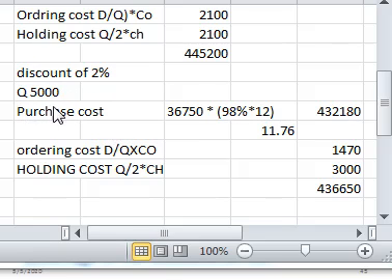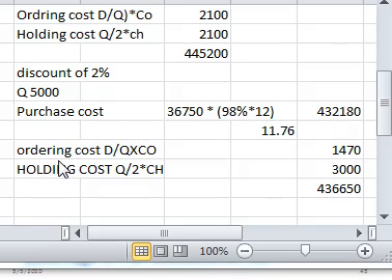So if we allow this discount, it means you're supposed to purchase 5,000 units. So what is going to be our purchase cost? Because you allow a discount, it means you are only going to pay 98%, because 2% is a discount. So your price after the discount will be 11.76, and your demand is this. So we are getting this price times our annual demand, and we get a purchase cost of this.